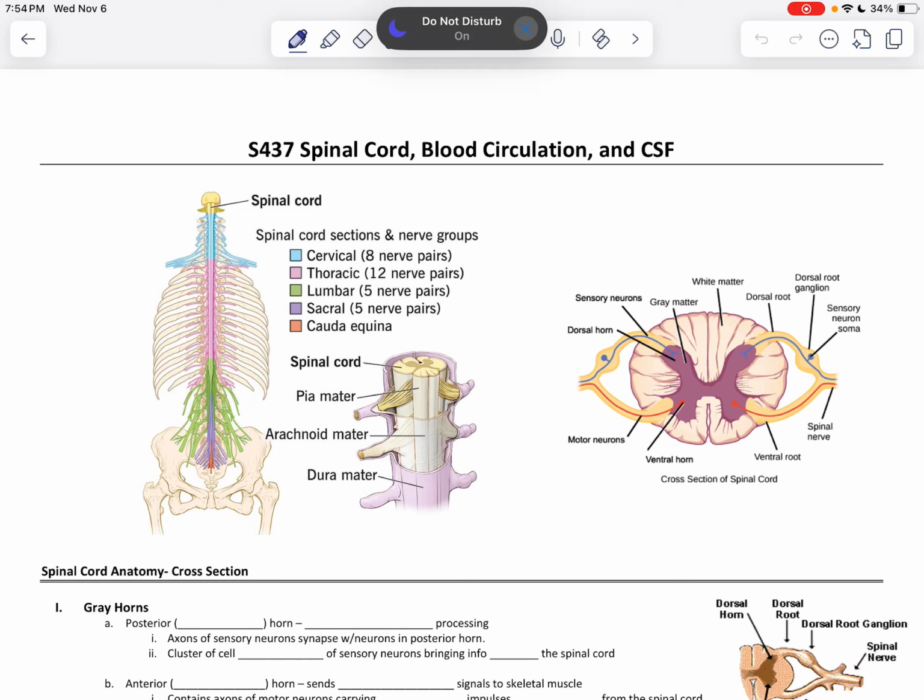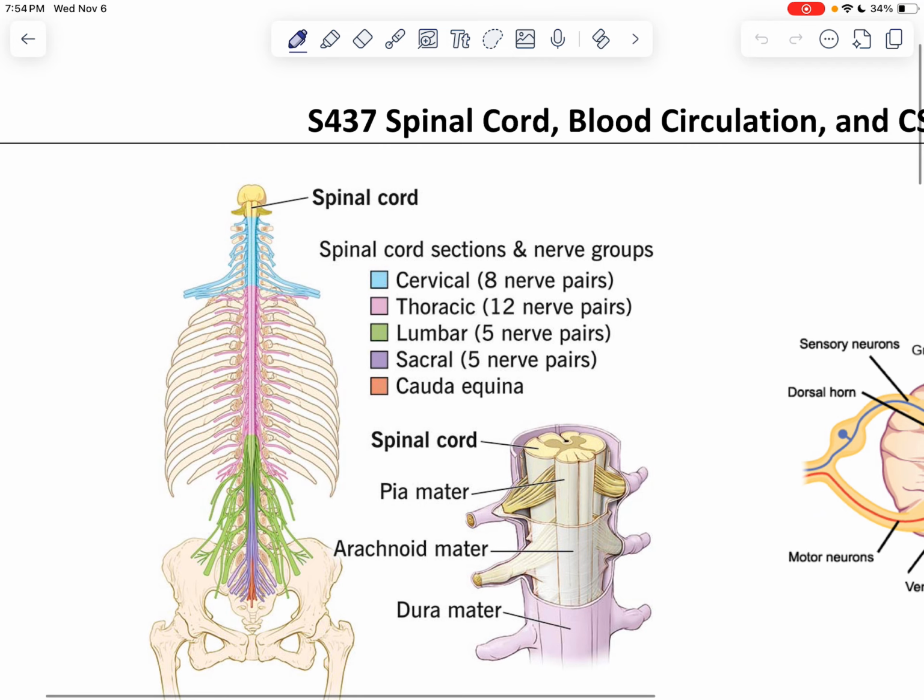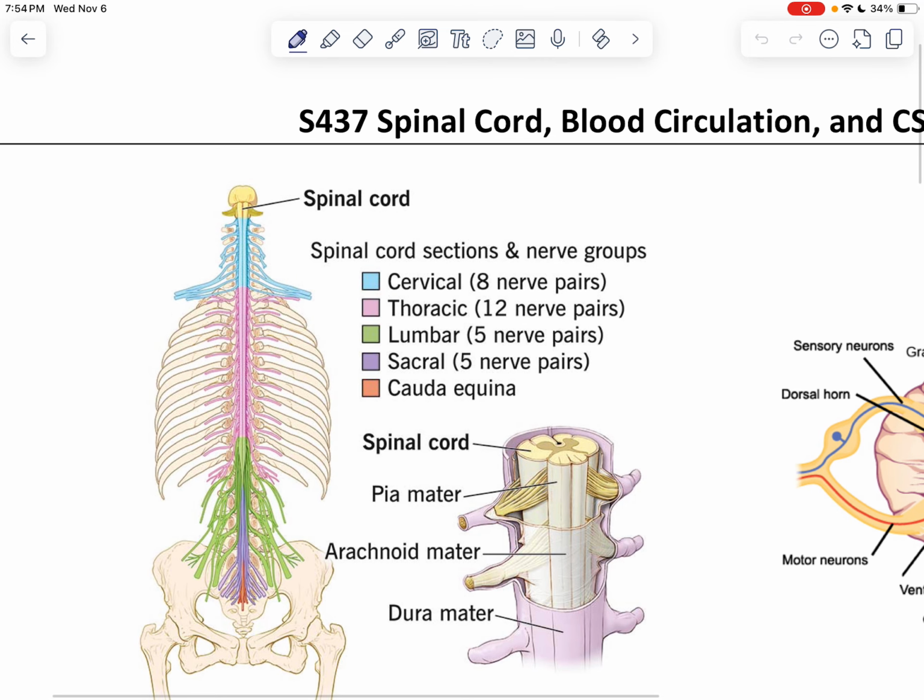Hi everyone, these are the new and improved spinal cord blood circulation and cerebrospinal fluid notes. As we see here, we have the spinal cord area, and the spinal cord is divided into sections and nerve groups. So the first 8 nerve pairs are going to be the cervical spinal cord section area where those nerves are in blue. The thoracic nerve pairs, there are 12 of them in the upper back.